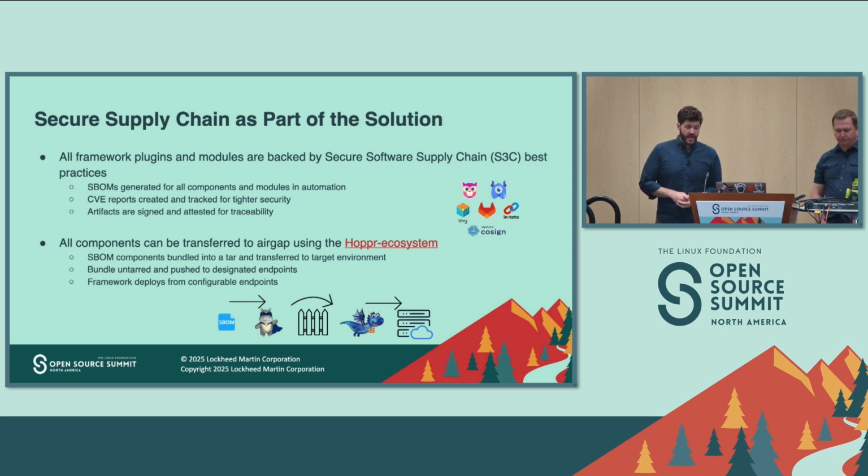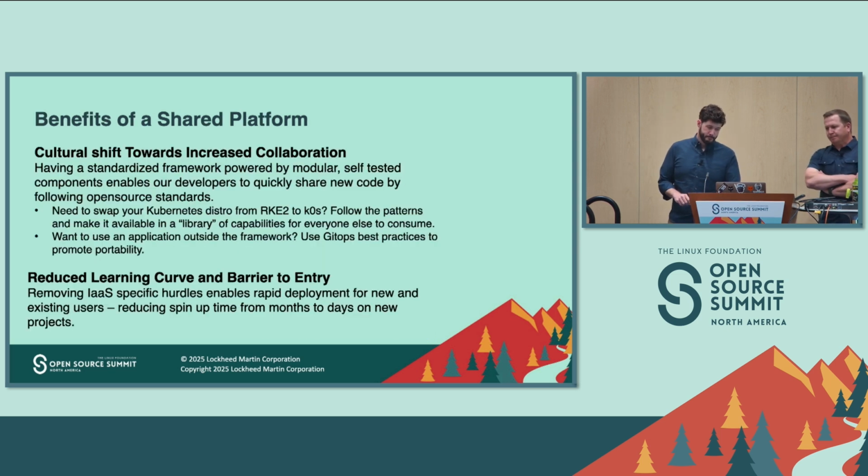From there, we're using an open source tool. It's really an ecosystem called Hopper. It's a Lockheed Martin open source tool that takes SBOMs as your source of truth, bundles it into a tar bundle that you can then transfer over to your air-gapped network, and the code tool dropper will expand that back out to your target endpoints. So really designing with air gap in mind, being able to push things back out to endpoints and deliver it to where the customer needs it.